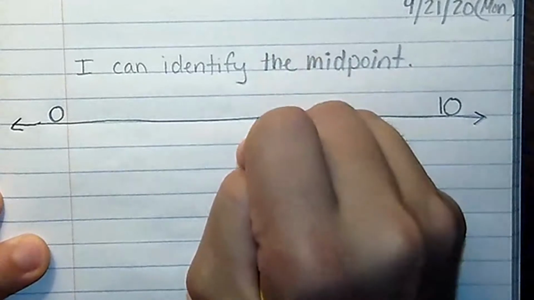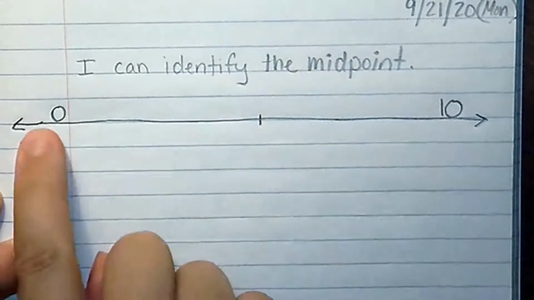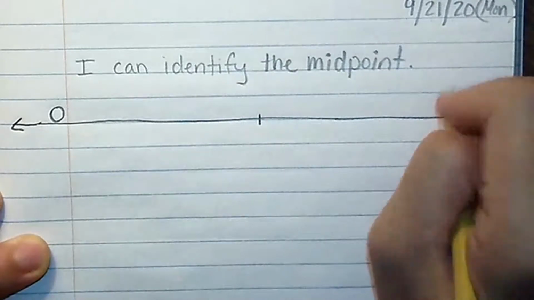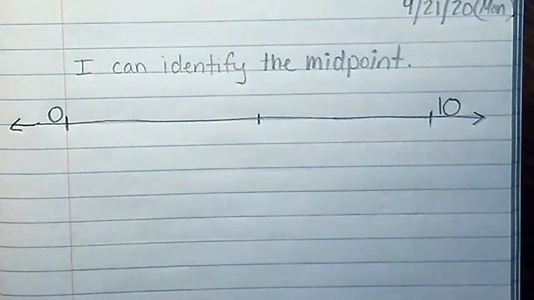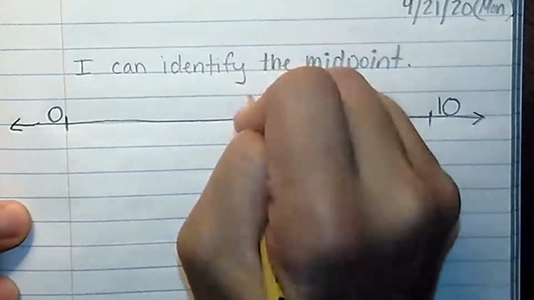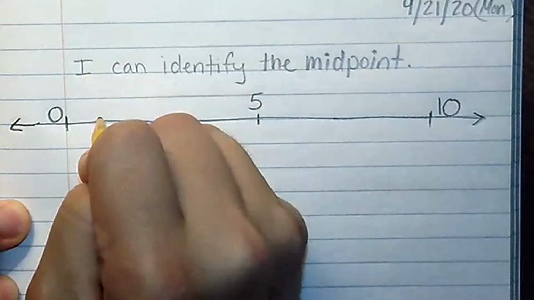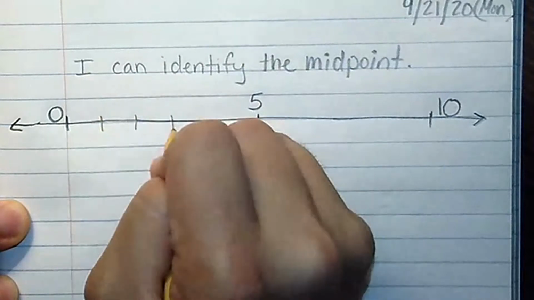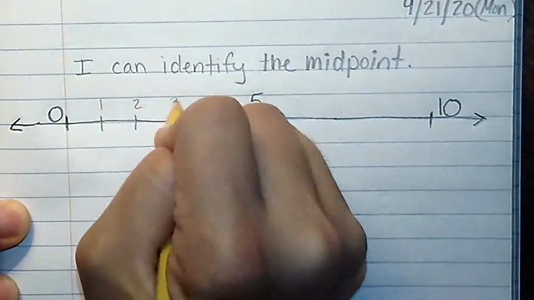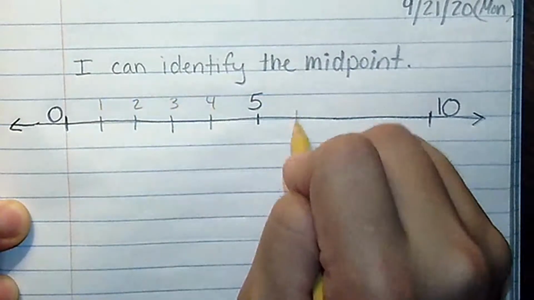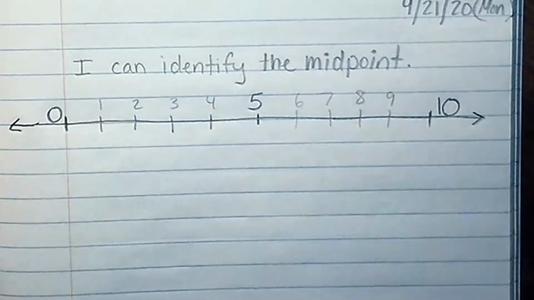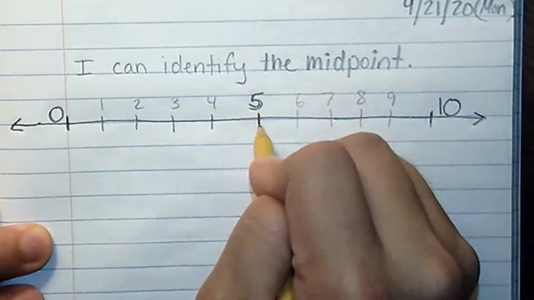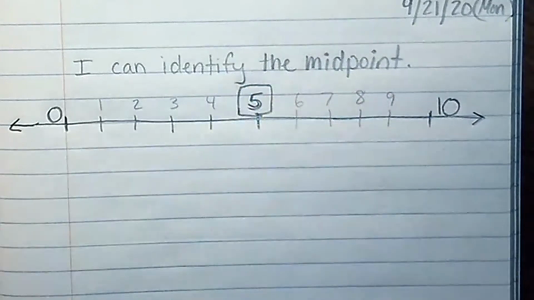Well, what would be the midpoint right in the middle of 0 and 10? So here's 0, here's 10. What number's right in the middle? Right in the middle, we would have 5. And right here we would have 1, 2, 3, and 4. And right here I would have 6, 7, 8, and 9. 5 is the midpoint because it comes right in the middle. That's our midpoint, right in the middle of 0 and 10.